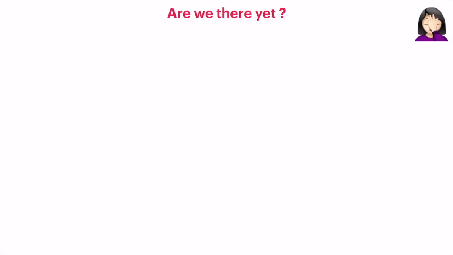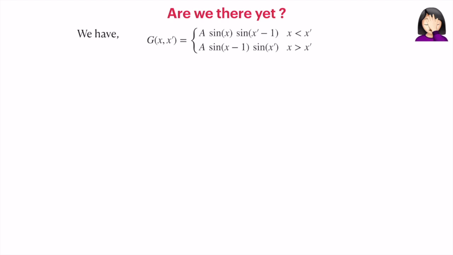No, not yet. Let's see what we have got so far. We have Green's function defined in two regions around x prime. That is, g of x is equal to a sin x into sin of x prime minus 1 when x is smaller than x prime. We call it the left hand side solution. On the other side, the right hand solution is given as a sin x minus 1 into sin x prime when x is greater than x prime.